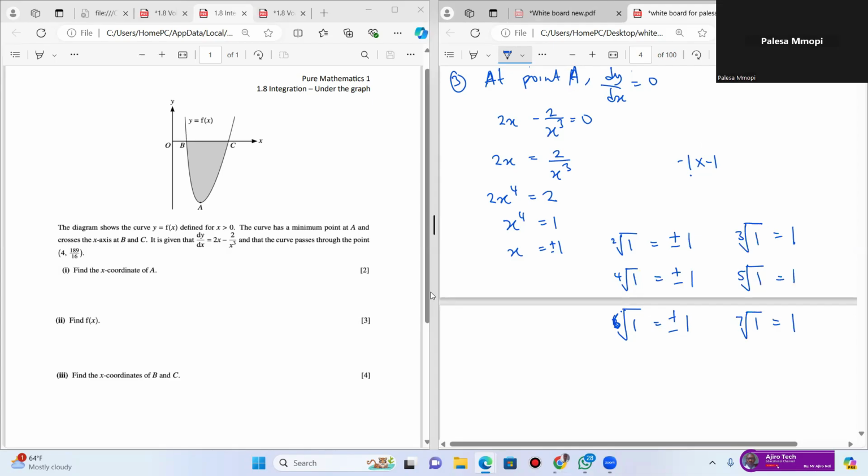Minus 1 times minus 1 times minus 1 is minus 1. But minus 1 times minus 1 times minus 1 times minus 1 is 1. So if you multiply minus 1 by itself 4 times, you get positive. Minus 1 by itself 3 times, you get negative. So that's different.